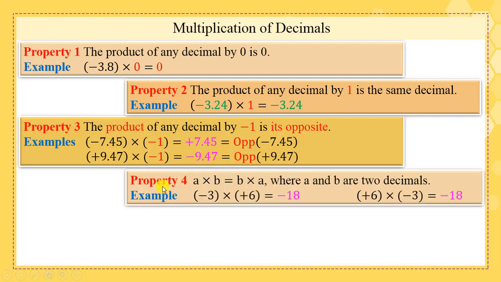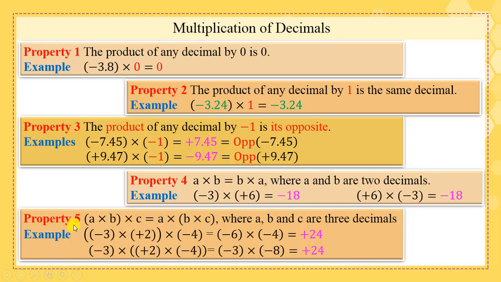Property 4. A times B equals B times A, where A and B are two decimals. Let's see the example. Negative 3 times positive 6. Here A is negative 3, B is positive 6. Opposite signs, the product is negative. 3 times 6 equals 18. Now let's find B times A. Let's change the order. Positive times negative, opposite signs, the product is negative. 6 times 3, 18. They have the same answer, then they are equal.